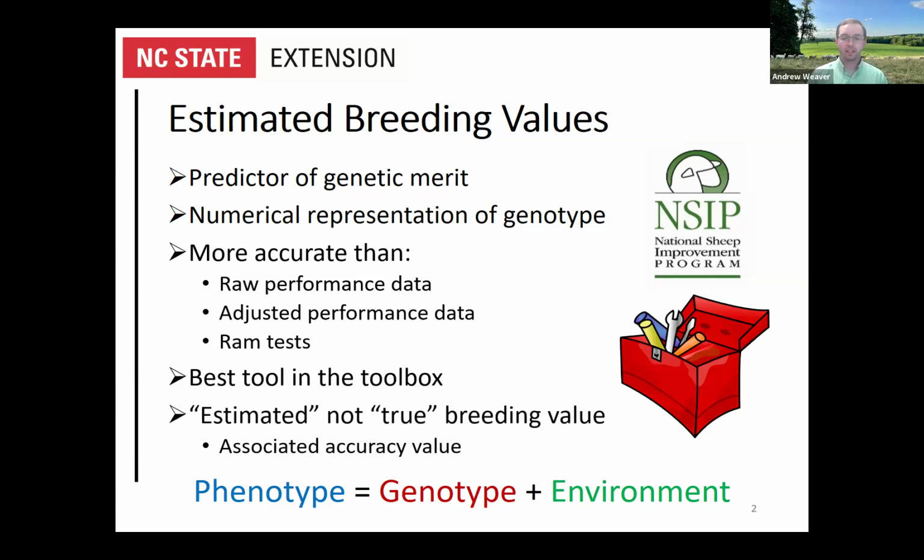And so that difference between the estimated and the true breeding value is represented in an associated accuracy value with our breeding values. The more we know about a trait, the better we can predict an animal's genetic merit for that trait. And so the accuracy is going to go up, and that estimated breeding value will be that much closer to the true breeding value.